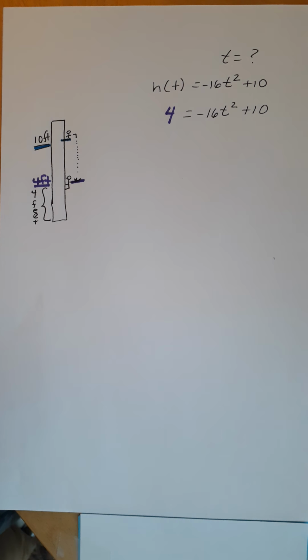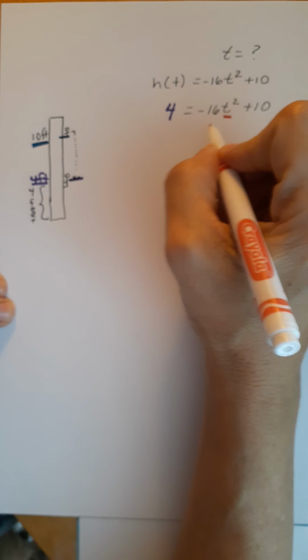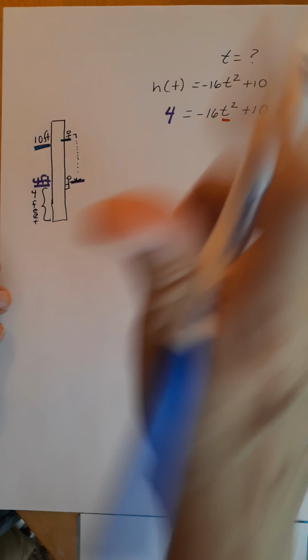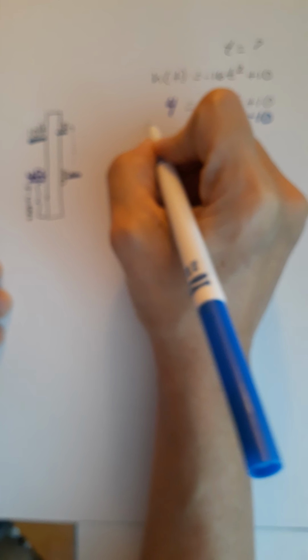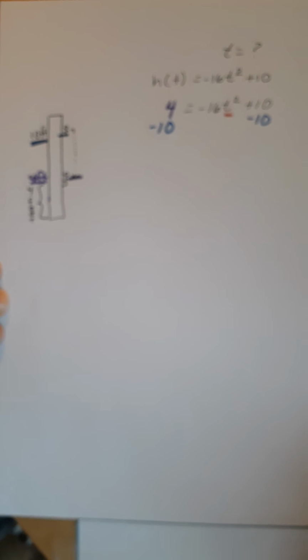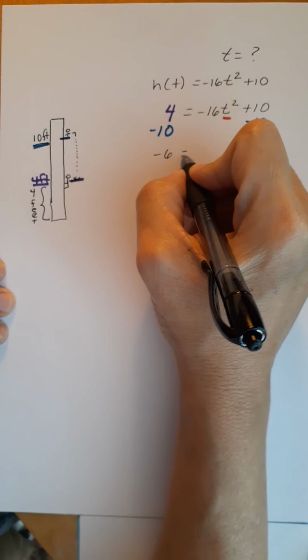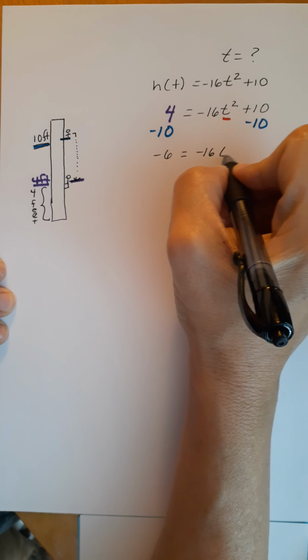We're going to get the t alone. So here's my t. I want this alone. I'm going to move everything over to the other side of the equation. So I'm going to start with the 10. The 10 would be minus 10, minus 10. And that's going to give me negative 6 equals negative 16 t squared.